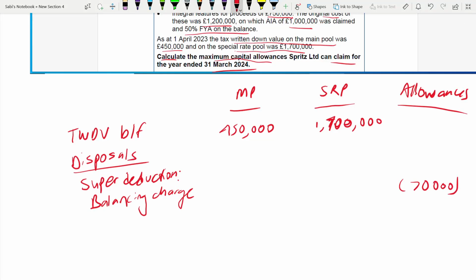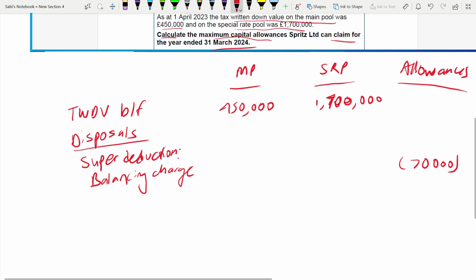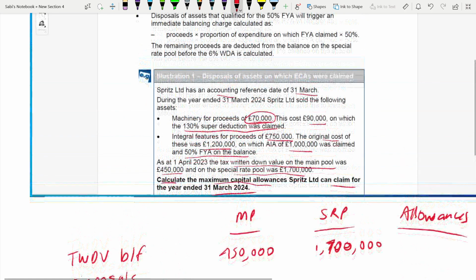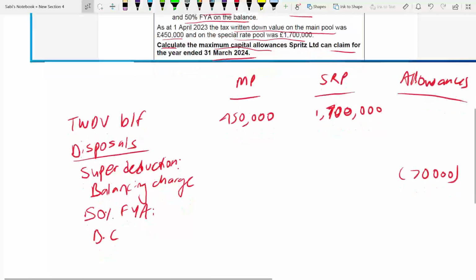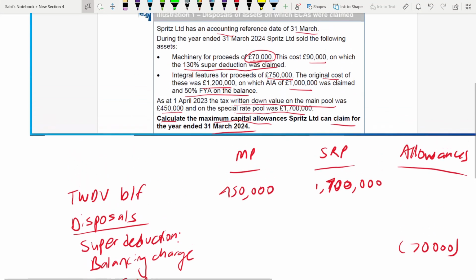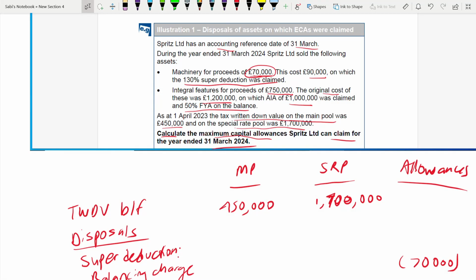Next, proceeds relating to 50% FYA. 50% FYA also will give you a balancing charge. But you need a working for it. So remember, you have claimed AIA. You will first claim the AIA against the special rate pool. That is the integral feature.